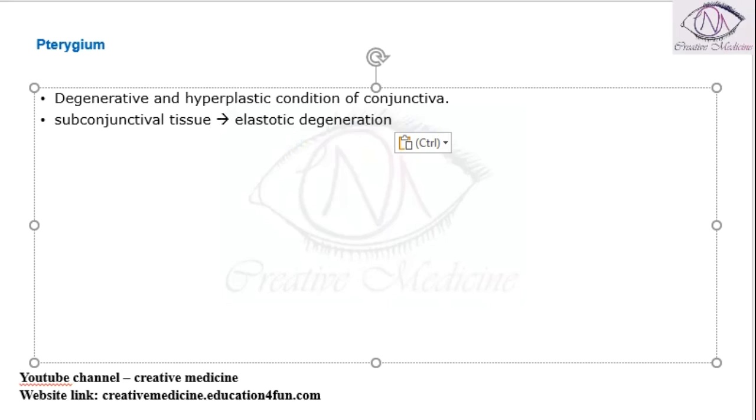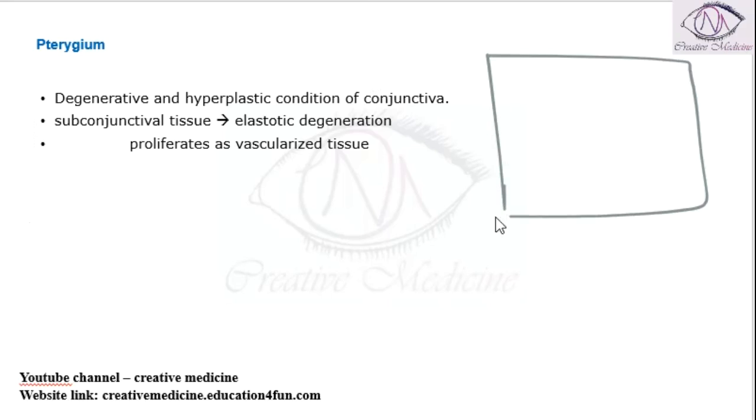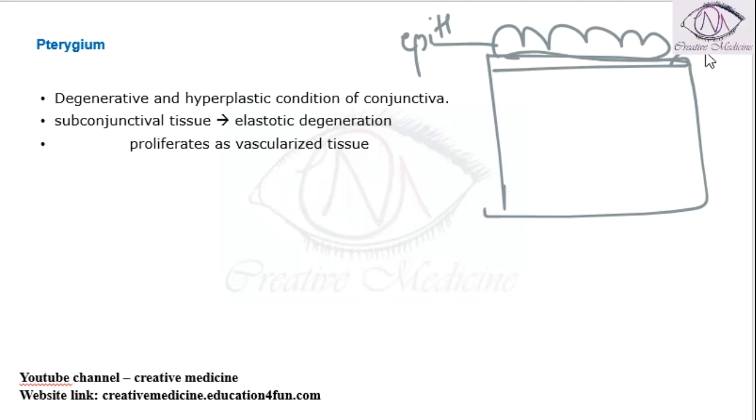The subconjunctival tissue undergoes elastotic degeneration, and this will also proliferate as vascular tissue. The cornea has five layers. First we have the epithelium of the cornea, then Bowman's layer, then the stroma, then Descemet's membrane, and finally the endothelium.